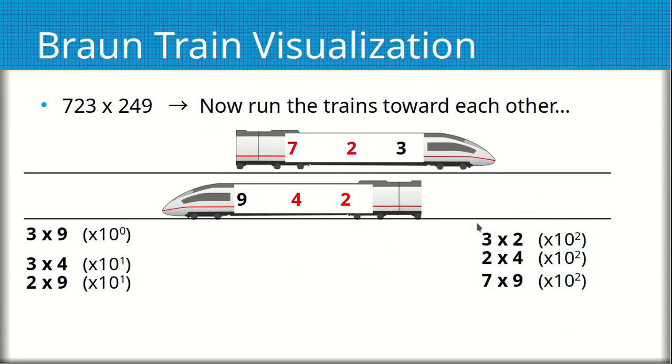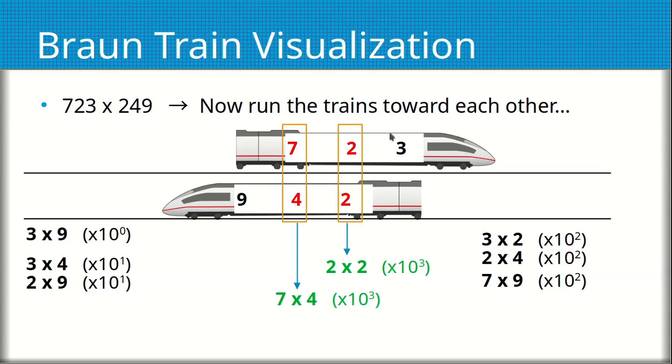Keep racing the train. Oh, now these guys line up. See, notice how the ones that don't line up, we ignore. We ignore the 9, we ignore the 3 here, right? We don't need them. 7 times 4 is 10 to the 3. 2 times 2 would be times 10 to the 3, because this is a 10 to the 2 power number, and this is a 10 to the 1 power number. And this is a 10 to the 2 power number, right? Because it's 249. And this is a 10 to the 1 power. Again, the powers always add up to the same.